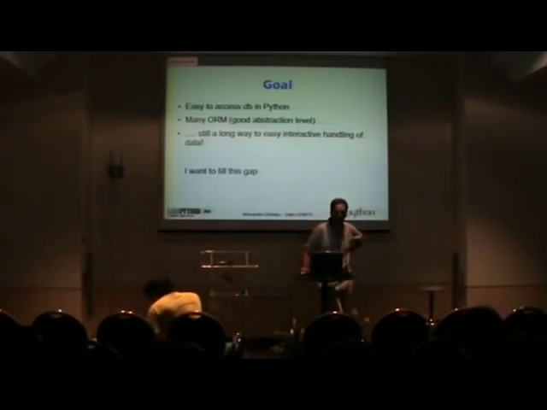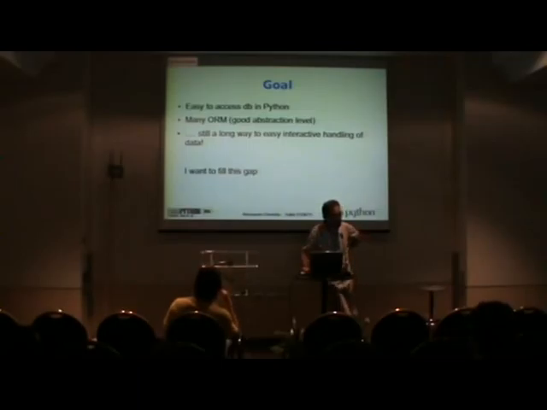Everybody here probably knows that in Python it's pretty easy to work with databases. There are many ORMs that allow for a good abstraction level, so that it's even more simple. What I felt is that there is still a long path from this situation to a highly interactive way of handling data from a database.